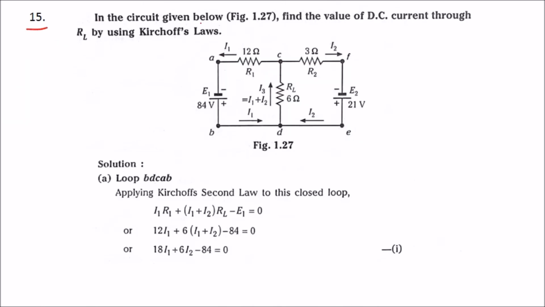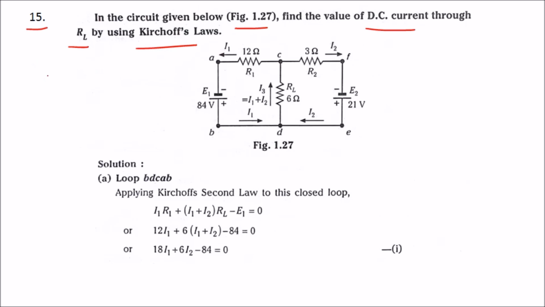Problem number 15. In the circuit given below, figure 1.27, find the value of DC current through RL by using Kirchhoff's law. There are two Kirchhoff laws. One is current law and another is voltage law. Current law says that in any network of wires carrying current, the algebraic sum of all the currents meeting at a point is 0, or it can also be stated as the sum of incoming currents towards any point is equal to the sum of outgoing currents away from that point. So that is current law.